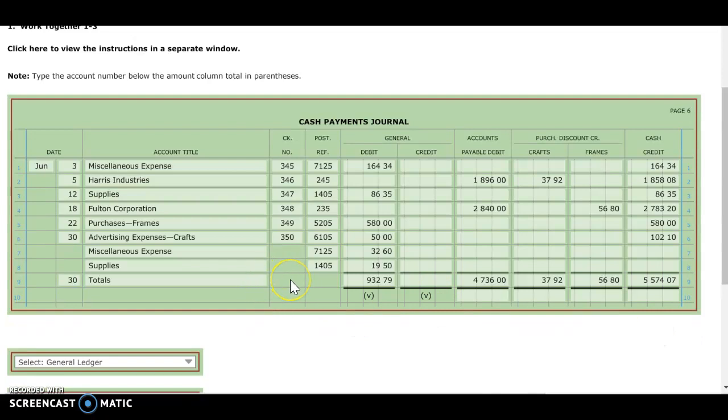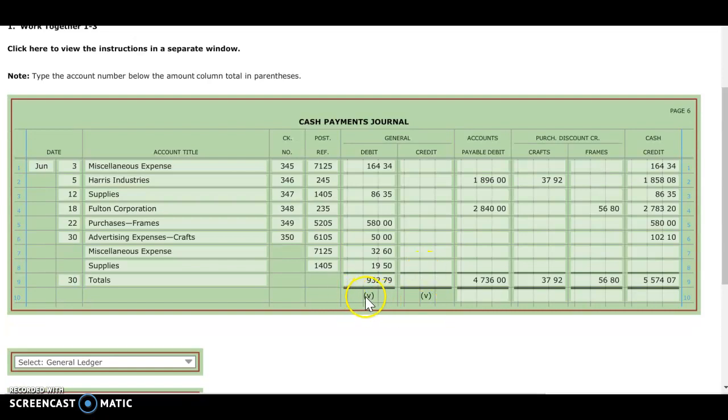Next thing that we want to do is, when they say prove and rule, we want to make sure that our debits equal credit. So let's go ahead and add up our debits. We have 932.79 plus 4,736. Okay, and then we want to add up our credits. So 37.92 plus 56.8, sorry, plus 5,574.07. Okay, when we do that, we do see that our debits equal credits. Okay, now we can move on to our posting.